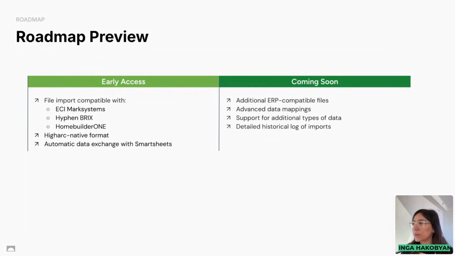The things that are coming soon within the next several weeks to a couple of months are additional ERP compatible files, again for ERPs not listed here. Advanced data mappings. There are some fields in MarkSystems, for instance, that refer to whether or not an item is included in a package. Fields like that will be supported as well. We're going to look into additional types of data, and finally, a very detailed historical log of those imports, so you can download what's been imported and see befores and afters. So this is just a very early preview of the short-term updates planned, but more to come for the next few months.